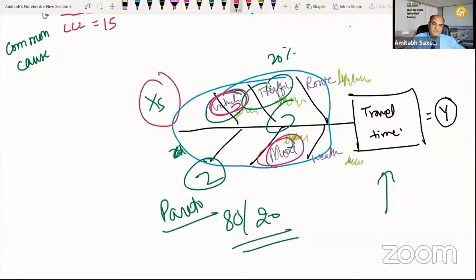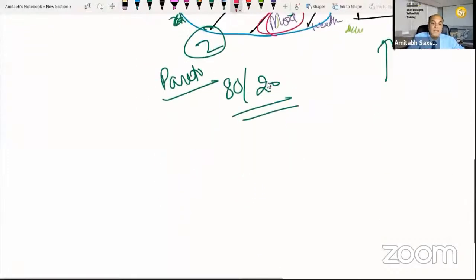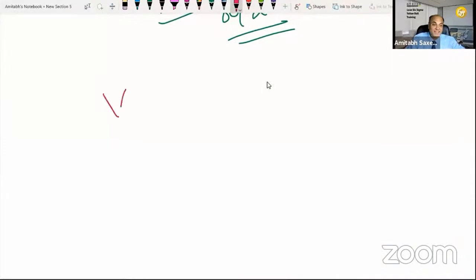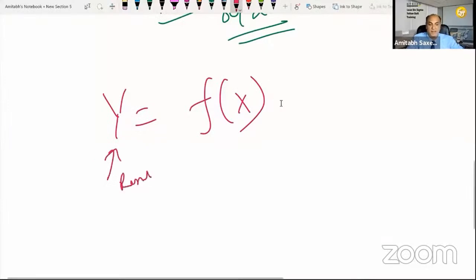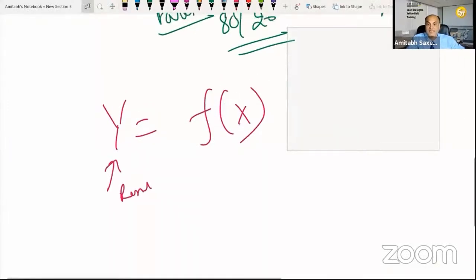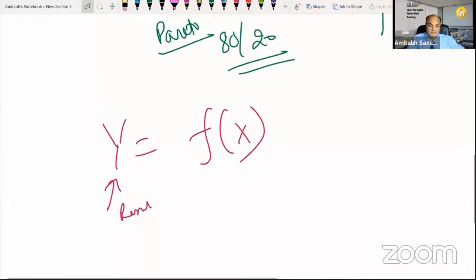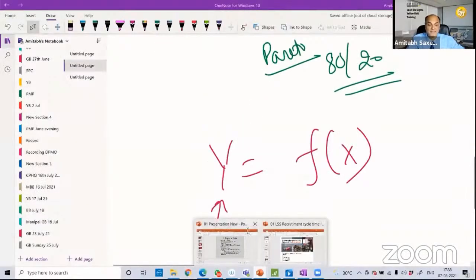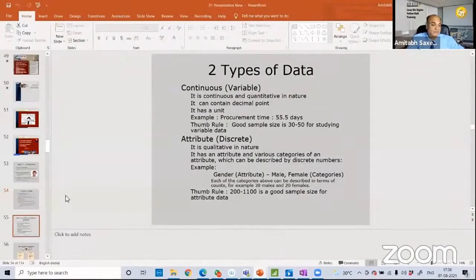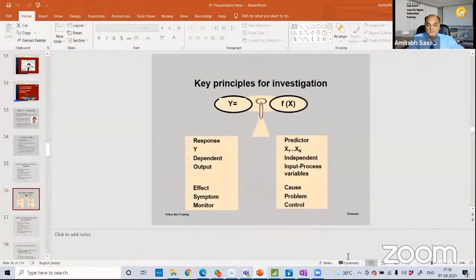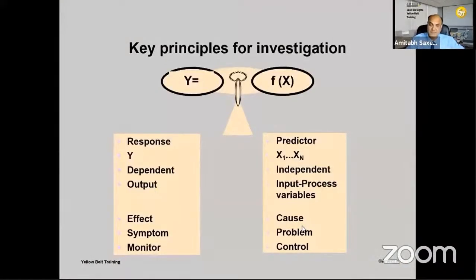How would you validate? So now I have got X, I've got Y. And my dear friend, Y is a function of X. Y is the result. X is the cause. Don't forget, the result is not in your hand. If you focus on the result only, it will give you stress.